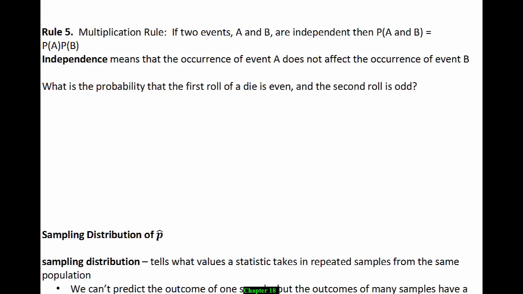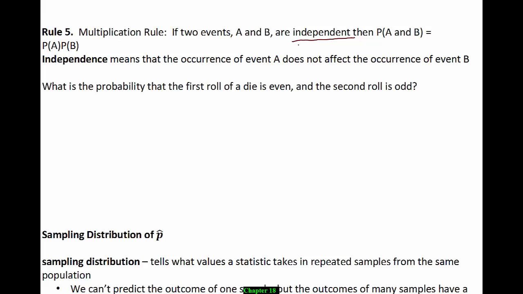Rule 5 is called the multiplication rule in your book. And it says if two events A and B are independent, then the probability of A and B equals the probability of A times the probability of B. Notice that we have a different criterion here than we did from that specific case of the union rule. This is actually a specific case of this multiplication rule where we have independence of events. If we want to get the intersection, that is the word and, in our probability, and we have independent events, then we can multiply the probabilities.